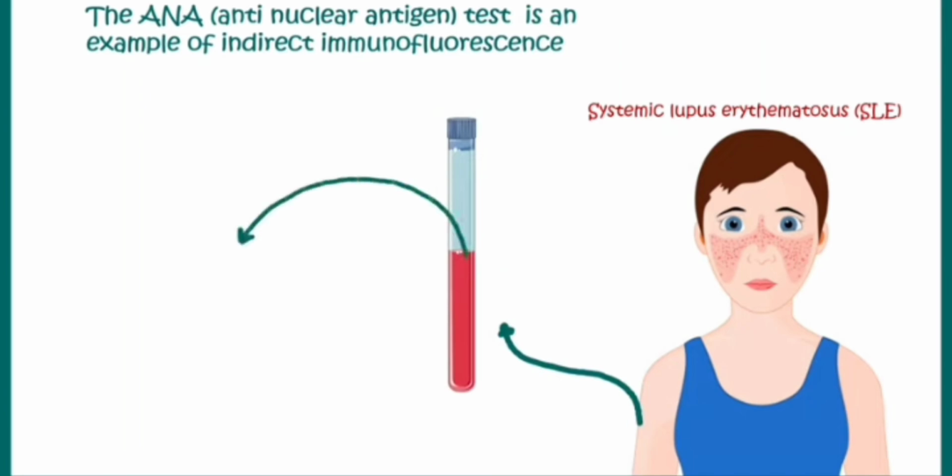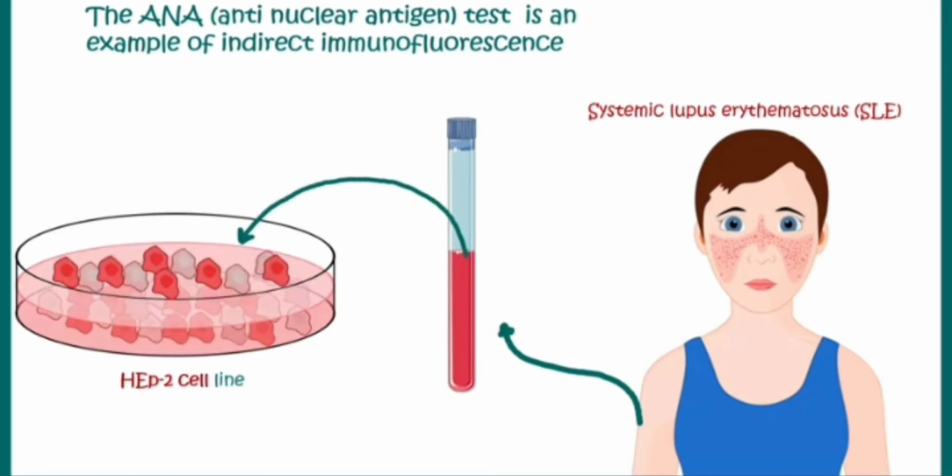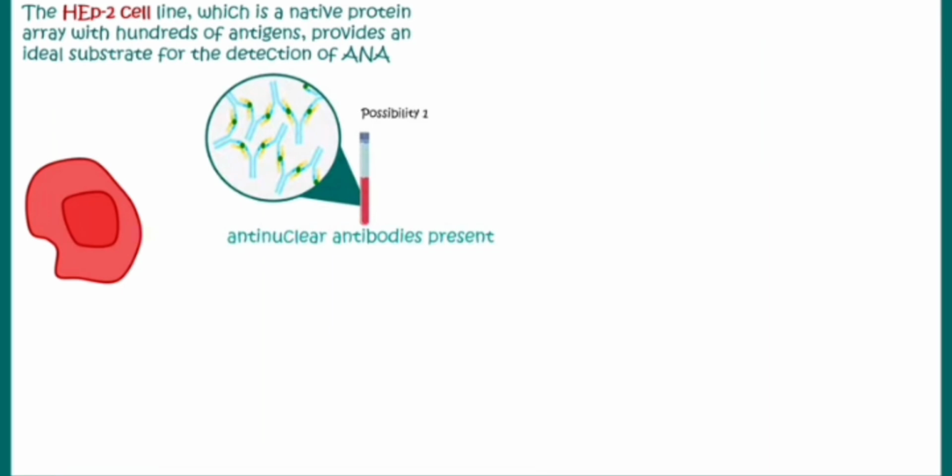In that particular test, blood samples would be drawn from the patient, the serum would be extracted, and the serum would be added to a Hep2 cell line in a pathological laboratory. Now, the Hep2 cell line is an array of hundreds of antigens. If the anti-nuclear antibody is present, most likely these antibodies would detect antigens present on these Hep2 cell lines. Hep2 cells are used because they have a wide variety of these antigens, and these varieties are not recapitulated in many other cell lines. But luckily, the Hep2 cell line does.